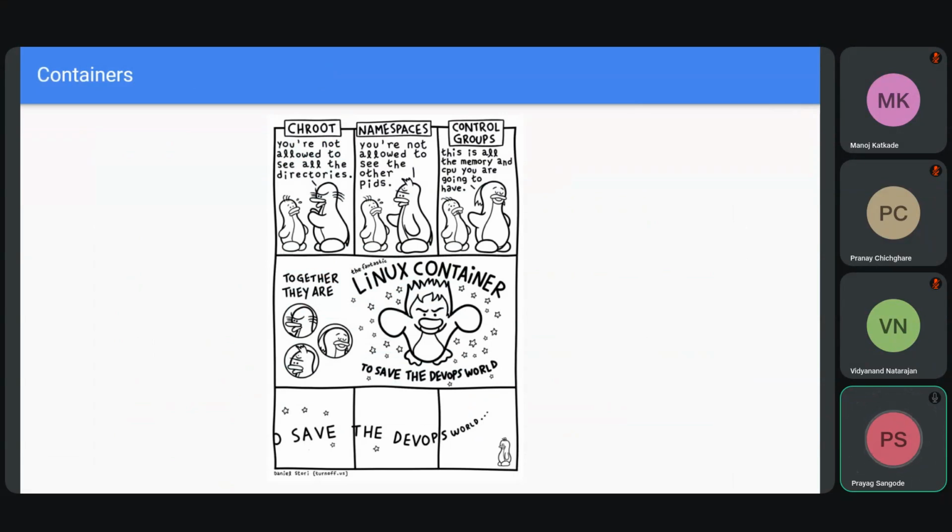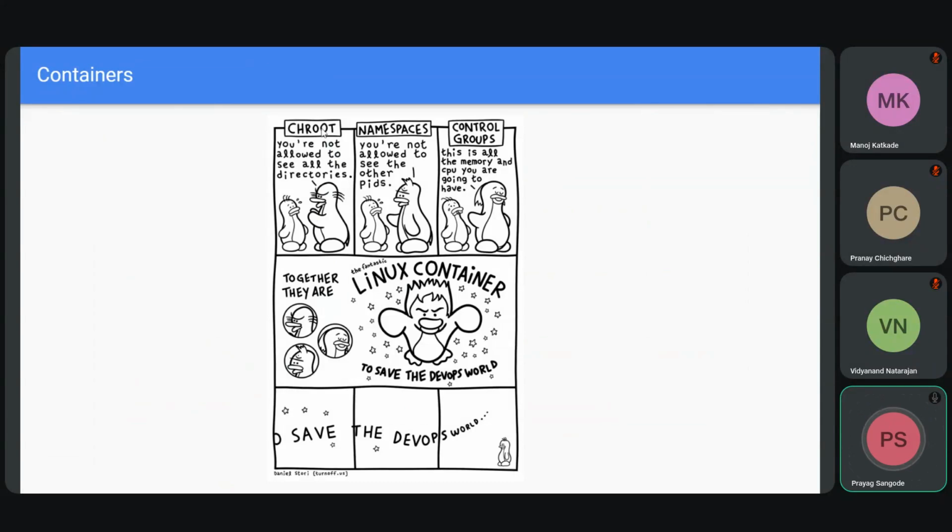So how do containers work, or how are they created? Containers are mostly Linux containers, and the Linux kernel has some features: chroot, namespaces, and control groups. These are system-level internal features of the Linux kernel that paved the way for creating containers.